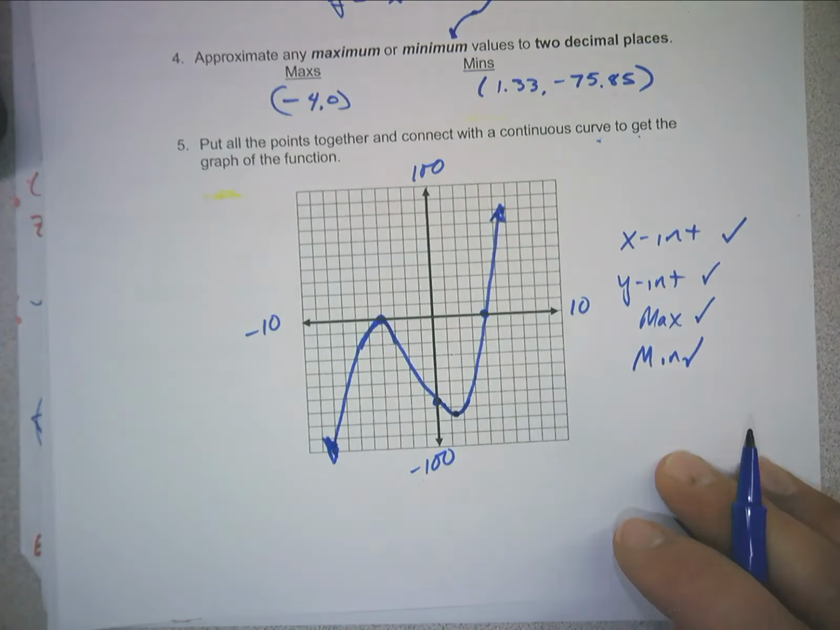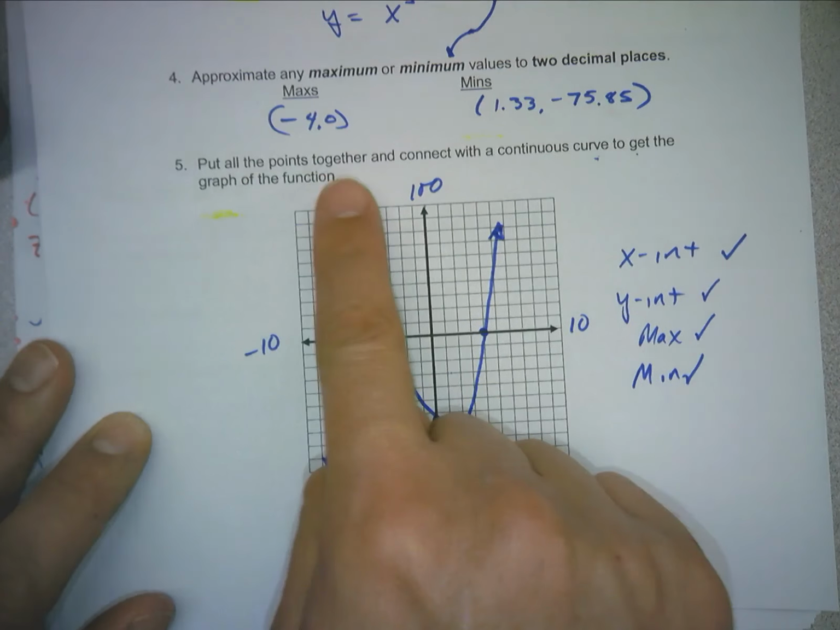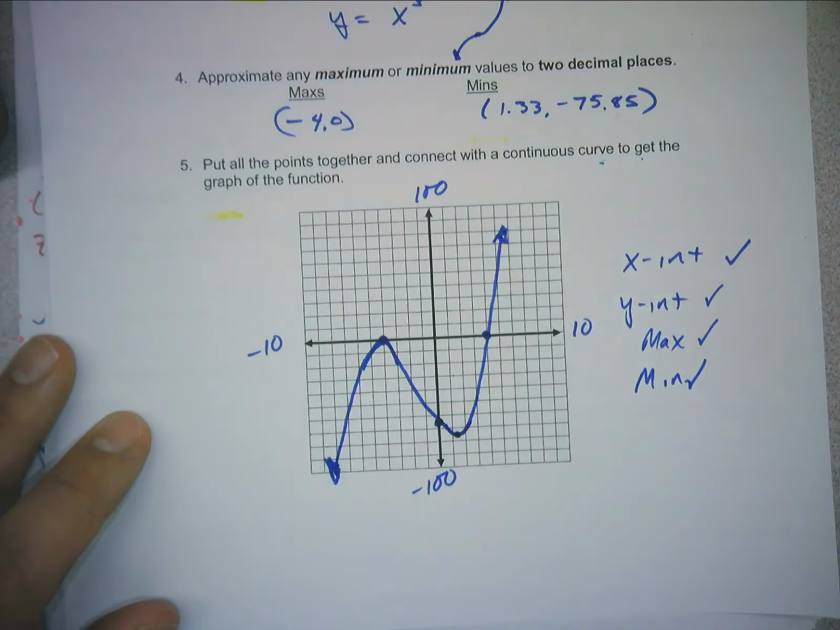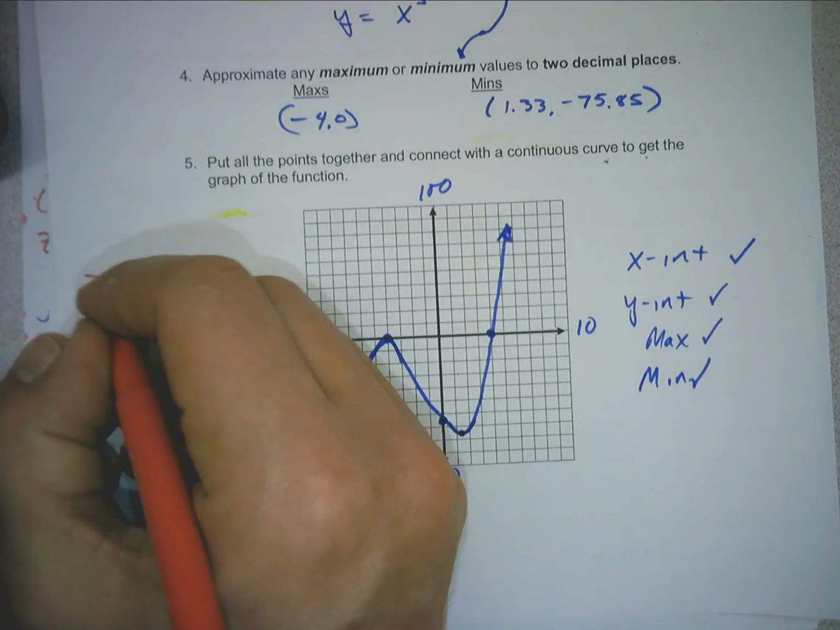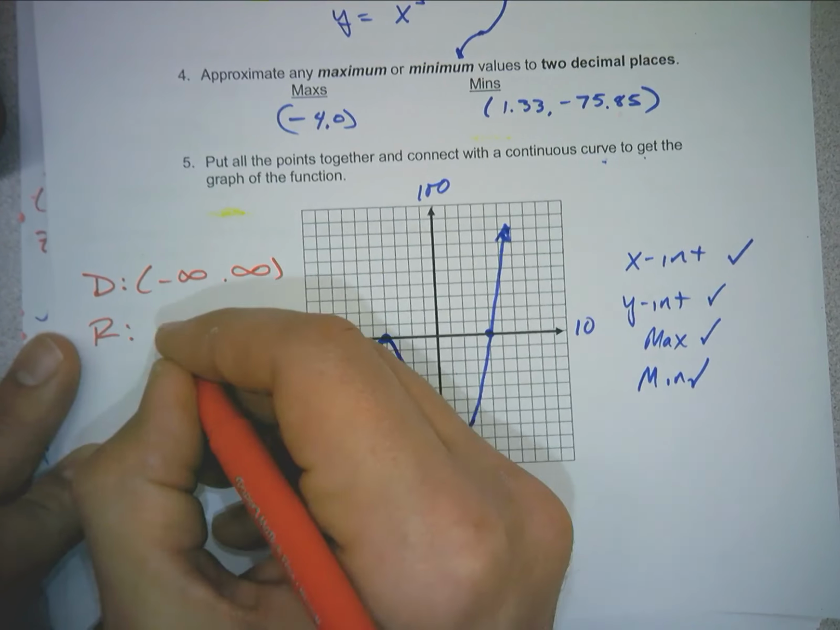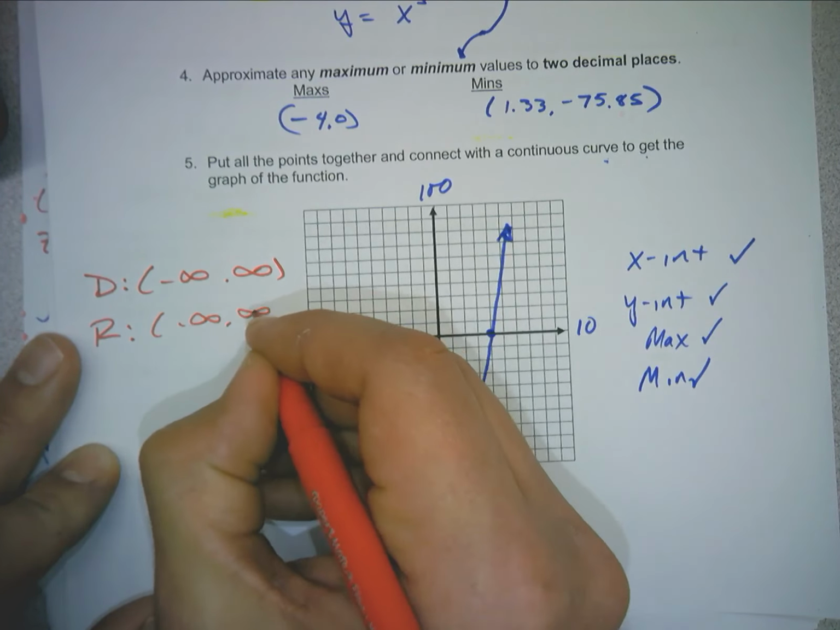Okay. I graphed my mins. I graphed my maxes. I have a continuous graph. No breaks, no gaps, no holes. Okay. And then domain: negative infinity to infinity, and then your range starts low, goes all the way to the top.